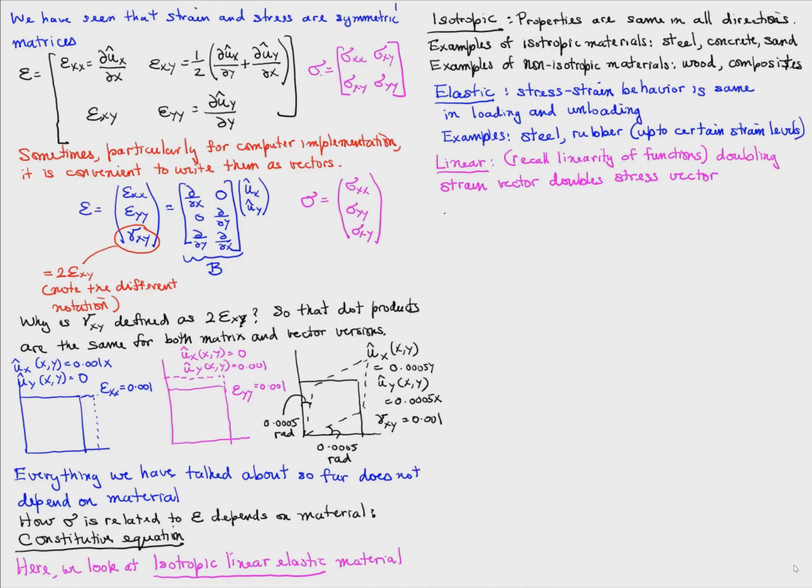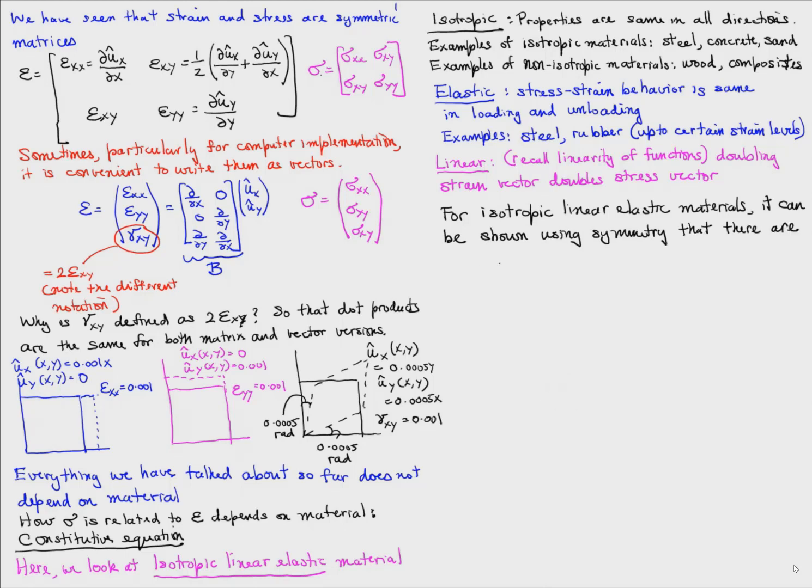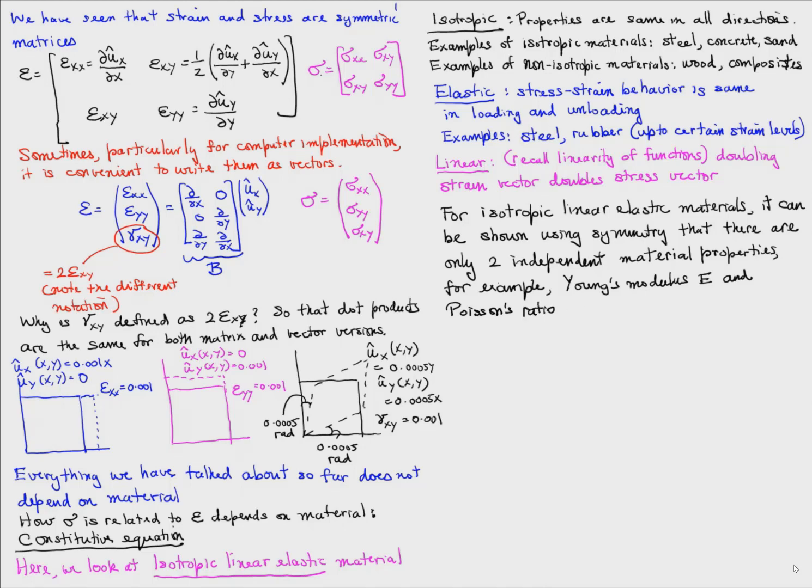For isotropic linear elastic materials, it can be shown using symmetry arguments that there are only 2 independent material properties. Exactly which 2 numbers are chosen as these 2 material properties is not unique. But for example, we can choose the Young's modulus and Poisson's ratio, which you must be familiar with from undergraduate mechanics. These properties can be determined from material tests, which you've probably done in undergraduate mechanics.